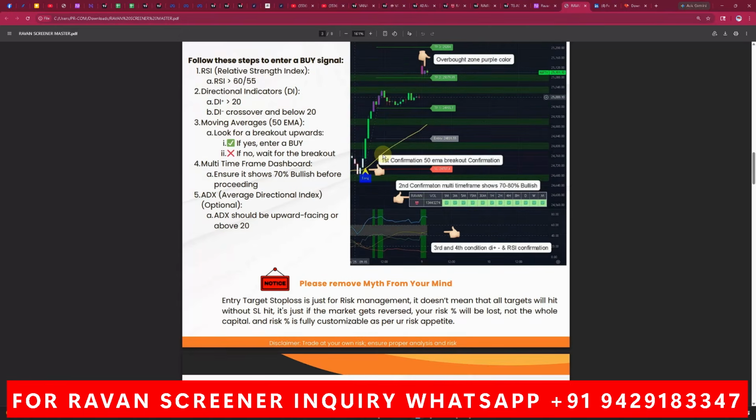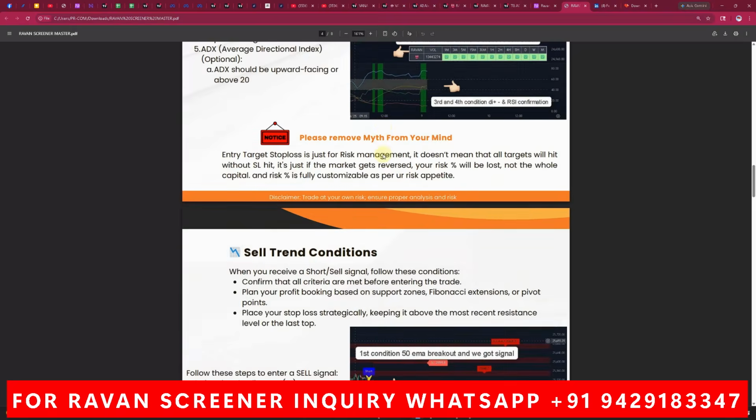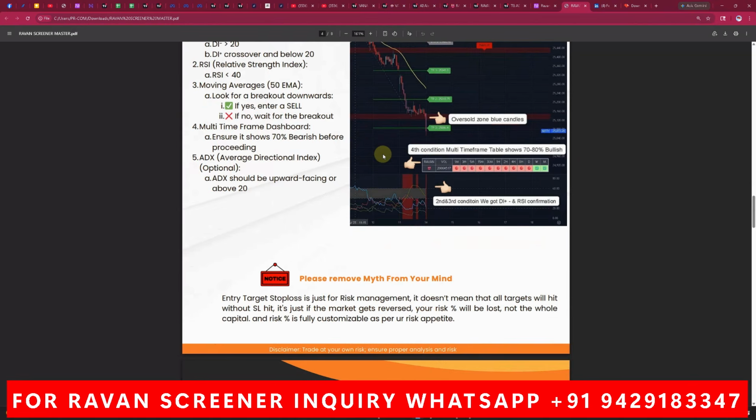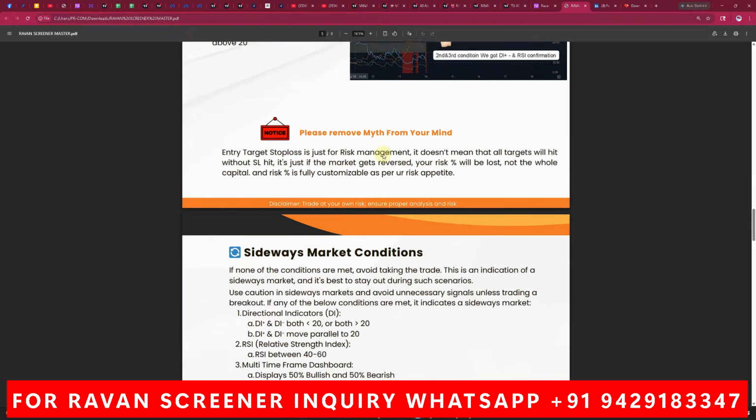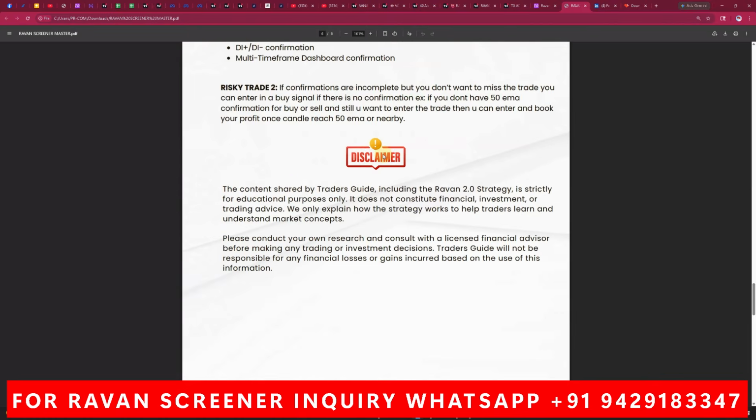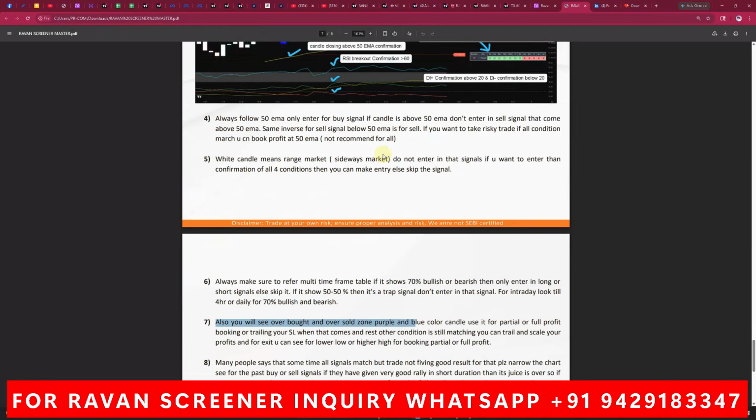Similar for sell. Okay, I do not recommend it for risky trades. This is only for experienced traders. So I hope this overbought, oversold zone is clear.